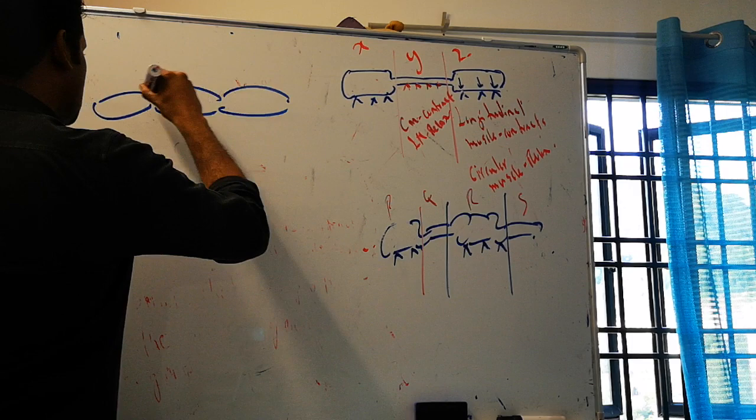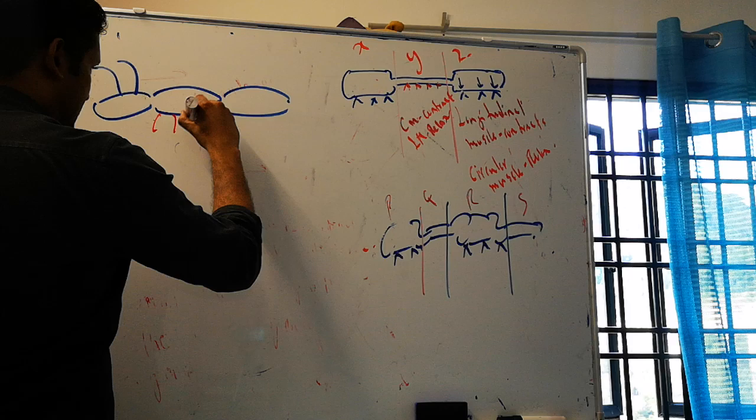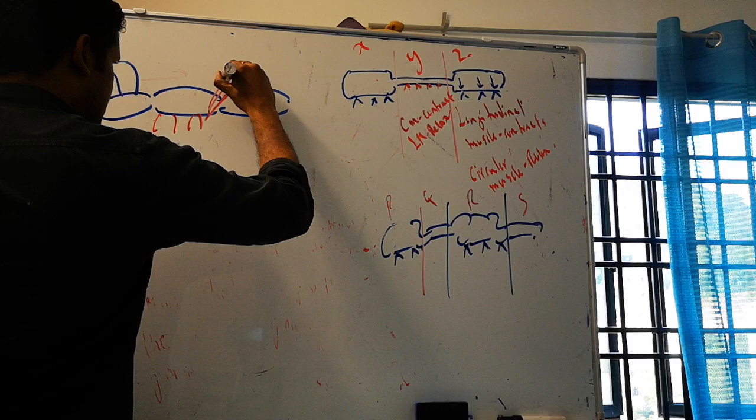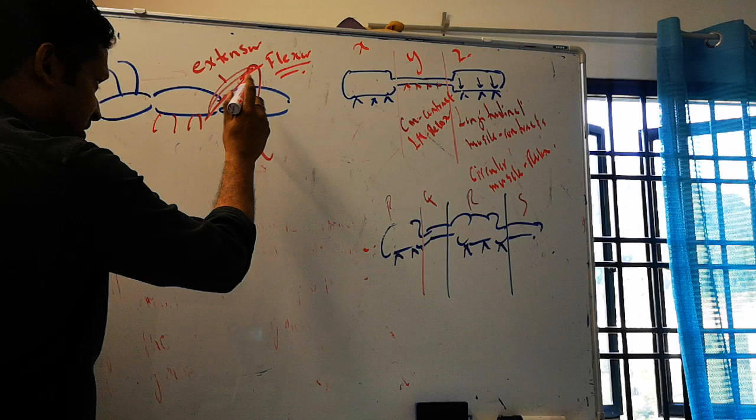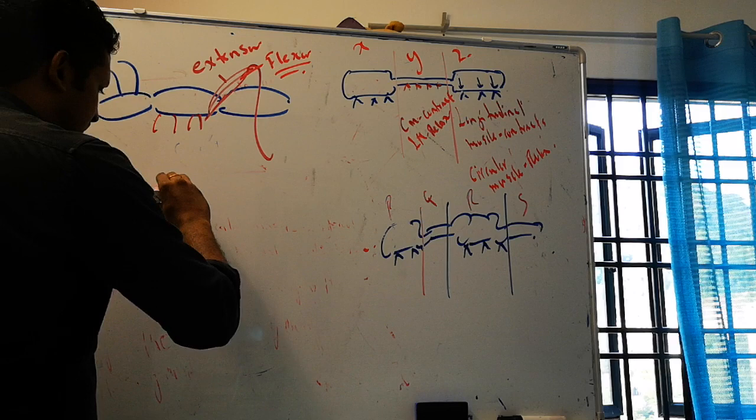So I'm going to draw a simple insect like this. But what I want to stress is just this, guys. The hind leg. The hind limbs here have two muscles: an extensor muscle and a flexor muscle. So simple, guys. Just look at the hind limbs, the last pair of legs, the third pair of legs there.